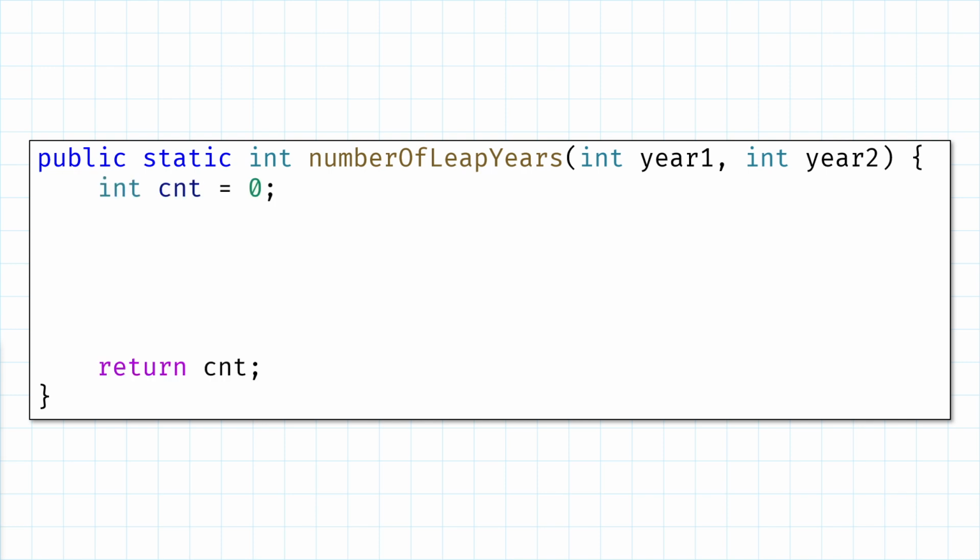First thing I like to do on methods that return a value is to create a variable to hold the value and return it at the end. I start like this so I don't forget to return the value at the end. This variable count is going to hold the count of how many leap years we find.